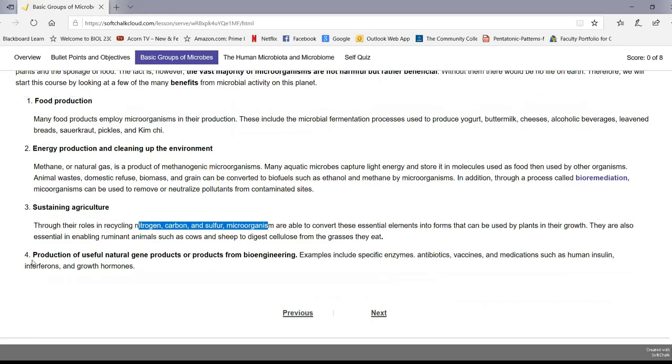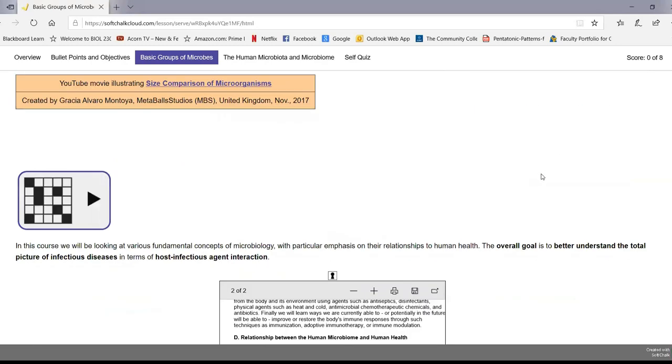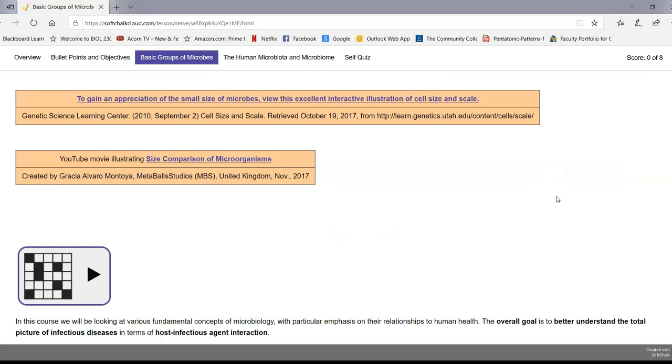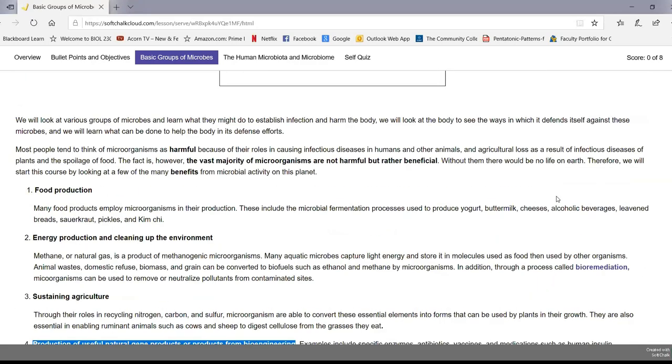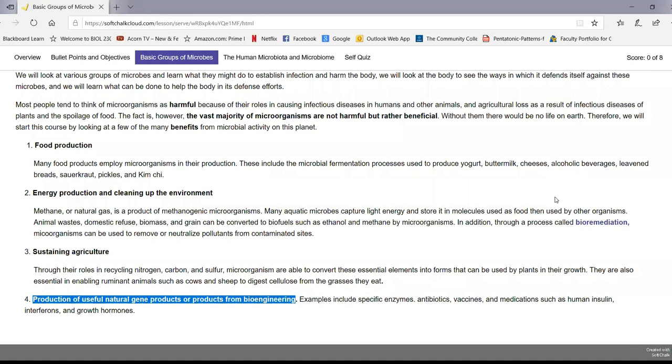And of course, there's a lot of useful gene products, or products that can be produced through bioengineering, making specific enzymes, making antibiotics, making vaccines, making medications like human insulin, human interferons, human growth hormones. So those are our 5 basic groups of microorganisms, an idea about how small they are, and some of the beneficial things that these microorganisms do for us in nature.